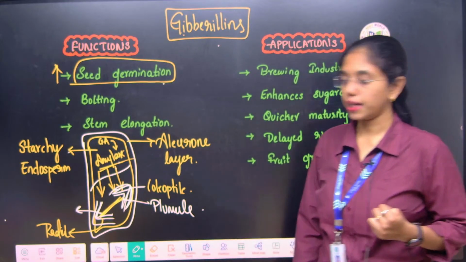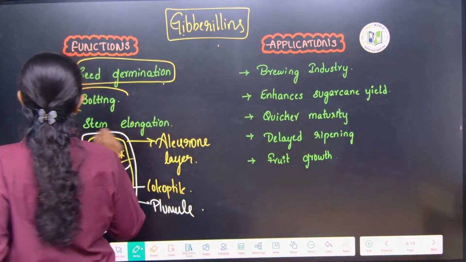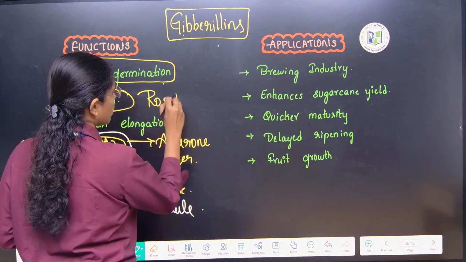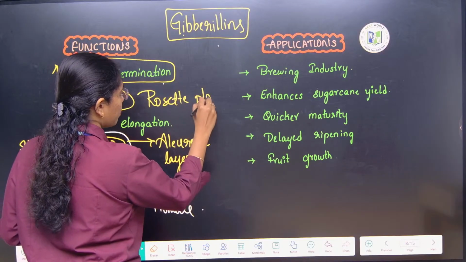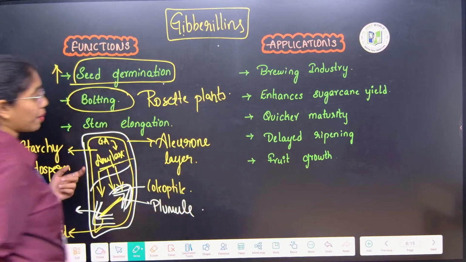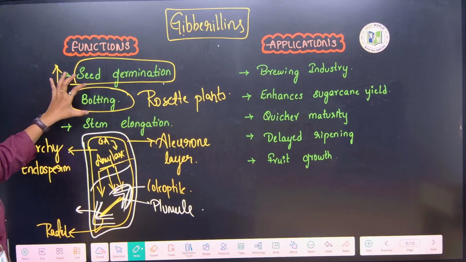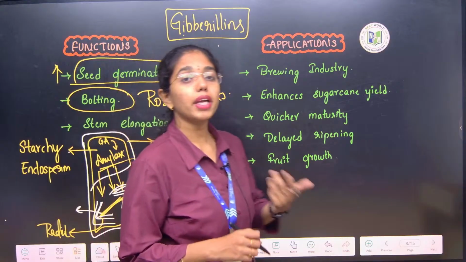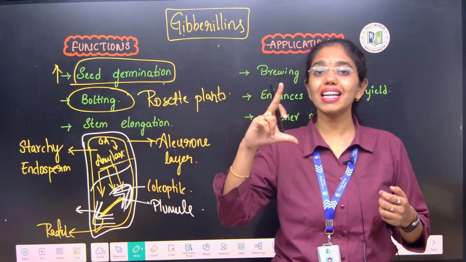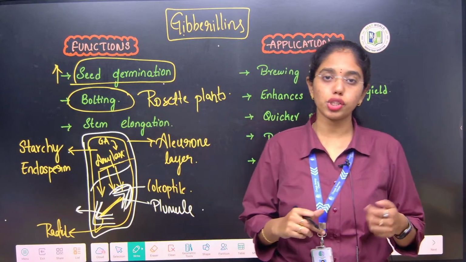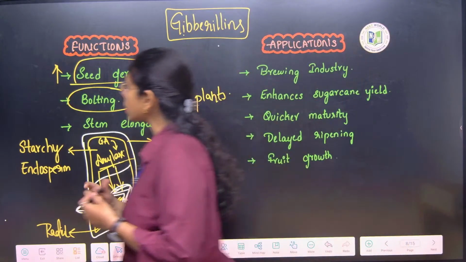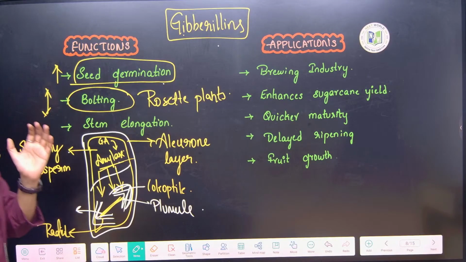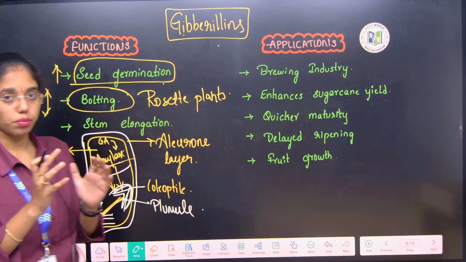Second is bolting. What is bolting? Especially in rosette plants, for example beetroot, cabbage, cauliflower. In such plants, gibberellins are sprayed prior to flowering, so that this increases the internodal elongation. Once the internodes are completely elongated, post fertilization, this forms large sized vegetables or fruits.